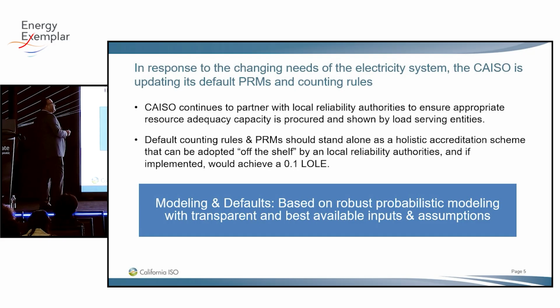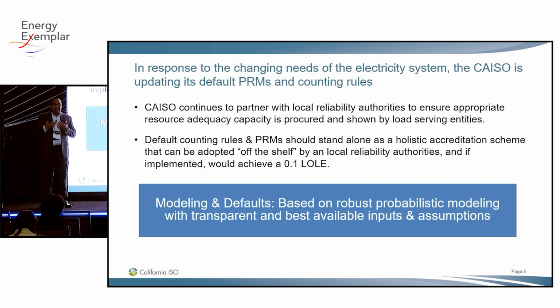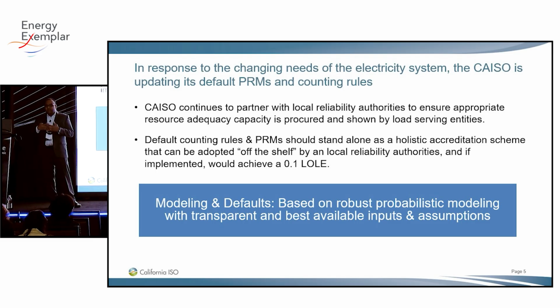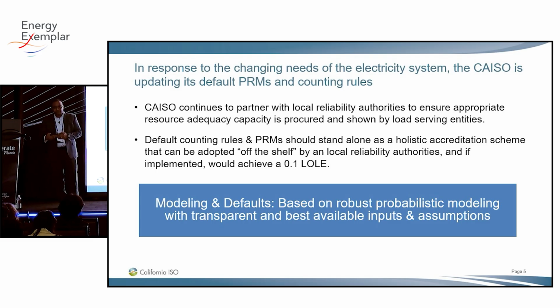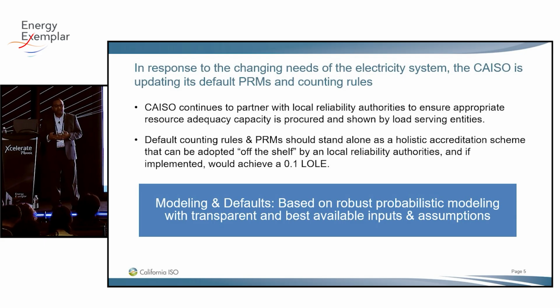As the system is changing, as you saw, more than 50% of our fleet is solar, wind, and storage, and that is anticipated to become more and more the case. You really need to understand the system resource capabilities, resource attributes, and how you accredit these resources and count them for resource adequacy. So we are working with all of the LRAs to understand how their capacity is procured and shown to us, the different mechanisms thereof. We're also looking at how to update our modeling and defaults.